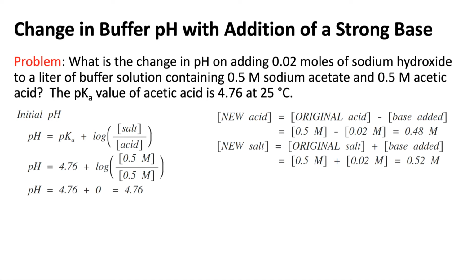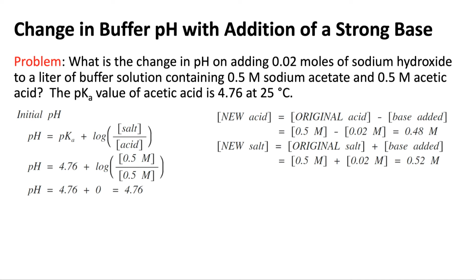We already have that. That's nice. We know our initial concentration of the acetic acid was 0.5 molar, and we're adding 0.02 moles per liter. So 0.02 moles per liter is the same as 0.02 molar, or capital M. So we can just subtract 0.02 molar as the concentration of the base added. When you do that, you can see that 0.5 minus 0.02 is equal to 0.48 molar. So that's the new concentration of the acetic acid in our solution after we've added the base.